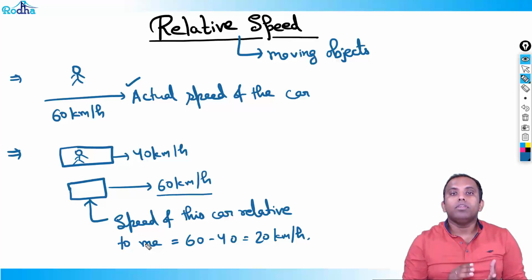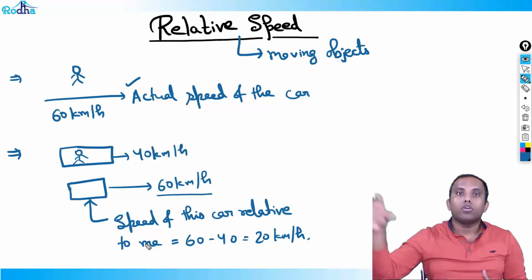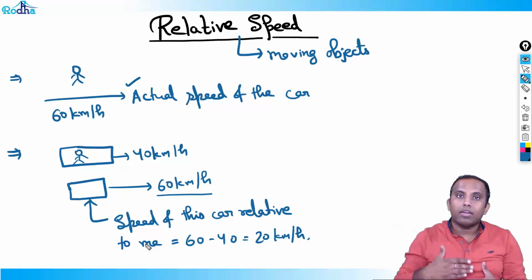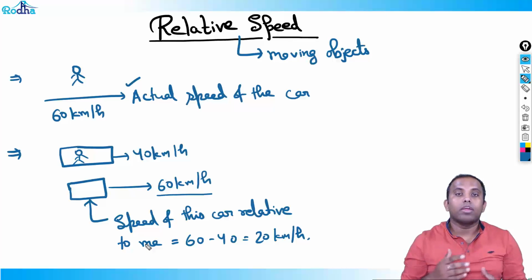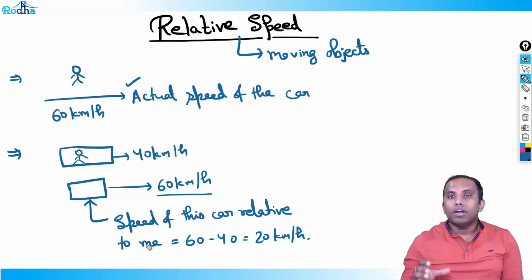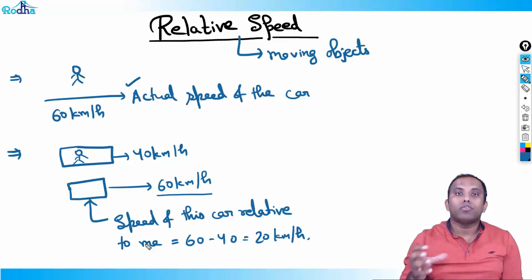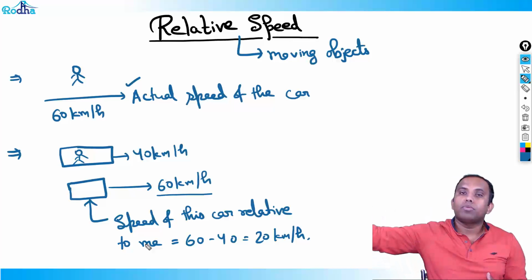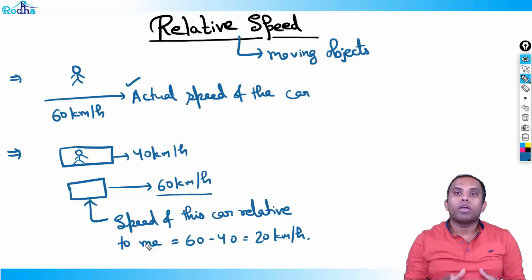Not relative to a person who is standing on the ground. For the person standing on the ground, in 1 hour this car has moved 60 km. But for me sitting in another parallel moving car, this car has moved only 20 km with respect to me. So there's quite a difference between relative speed and actual speed. It is with respect to a moving frame of reference. For this car, I discussed two frames of reference. One is the ground, where a person is standing, and with respect to the ground that car is moving at 60 km per hour.